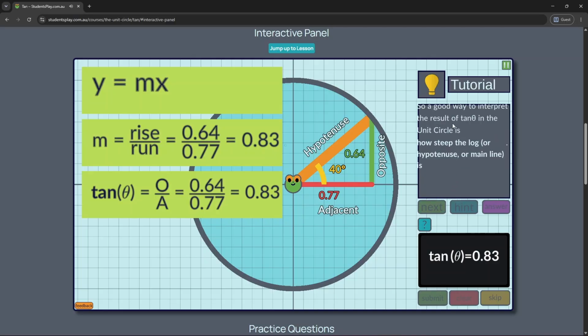So a good way to interpret the result of tan theta in the unit circle is how steep the hypotenuse or the main line is. Okay, so sine theta is the length of the opposite side, cos theta is the length of the adjacent side, and tan theta is how steep the hypotenuse or how steep this main line is that we keep using.